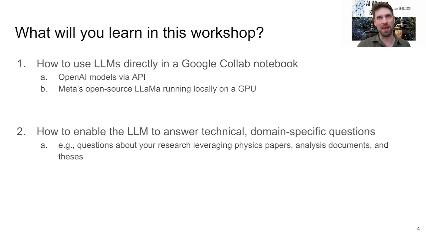These are questions that maybe if you just went to ChatGPT and asked, it wouldn't be able to answer because it wasn't trained with that information. Maybe that information is private. Maybe that information has come out after the model was trained. But there are ways to supplement and provide that information so that you can actually get responses back from the model that are relevant to you and relevant to your research.